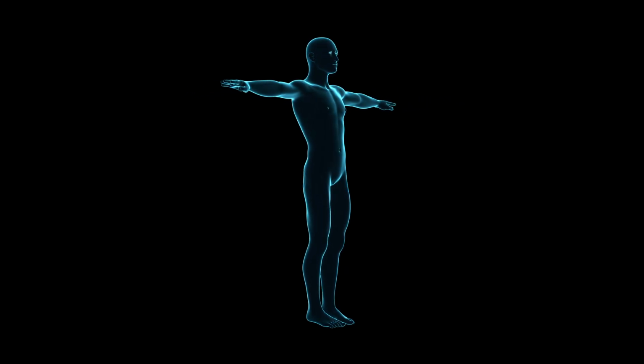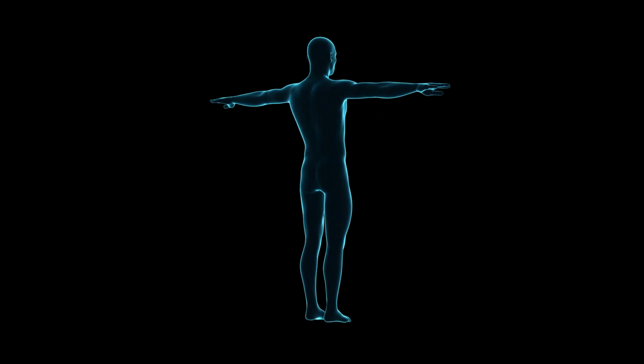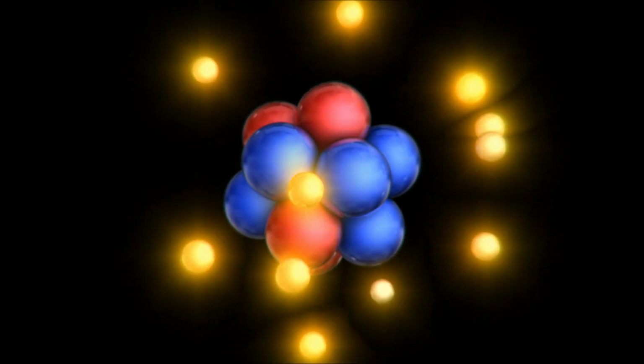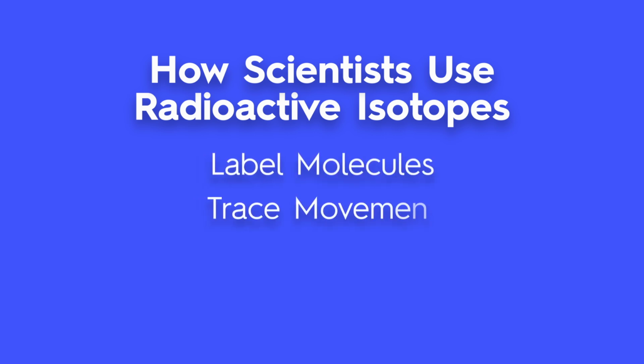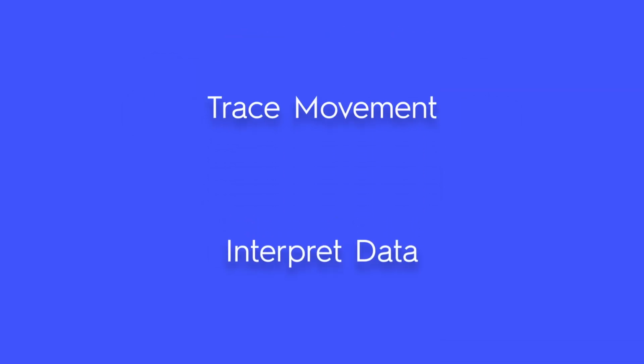How can scientists actually track molecules moving inside a living body, right down to the atom? The answer? They use radioactive isotopes to follow the journey step by step. Now, let's see how. In this video, you'll learn how scientists use radioactive isotopes to label molecules, trace their movement in living systems, and interpret the data they collect.